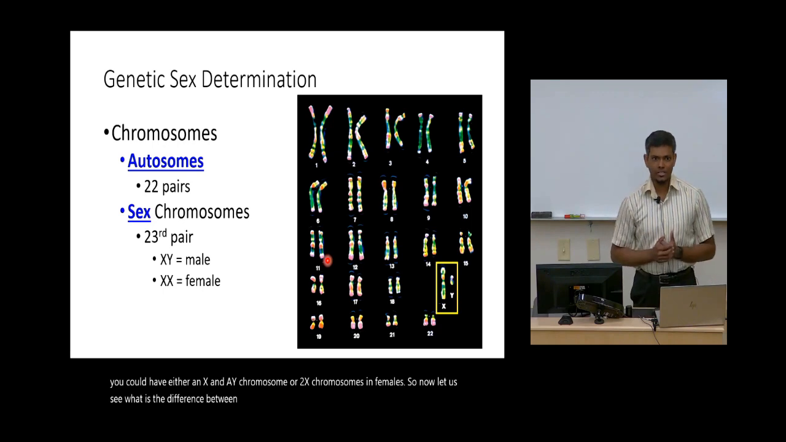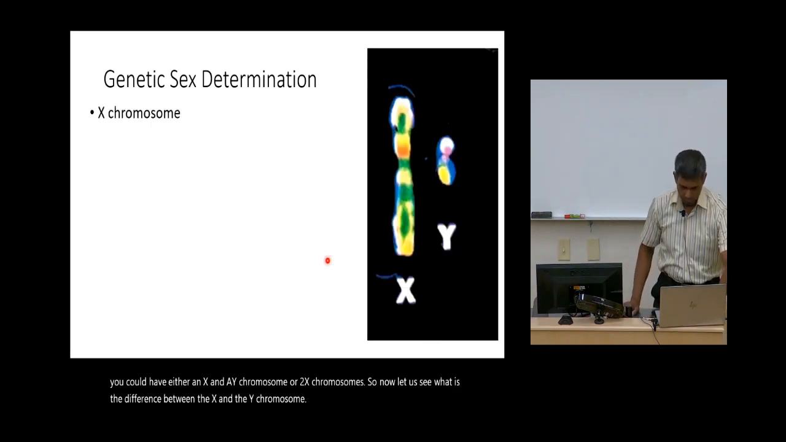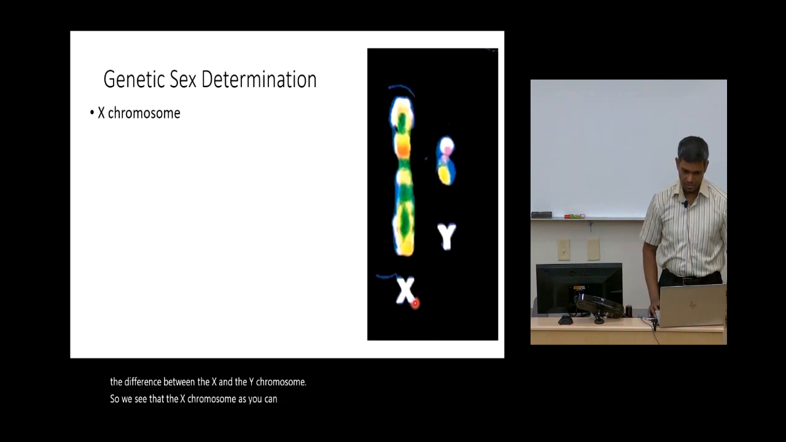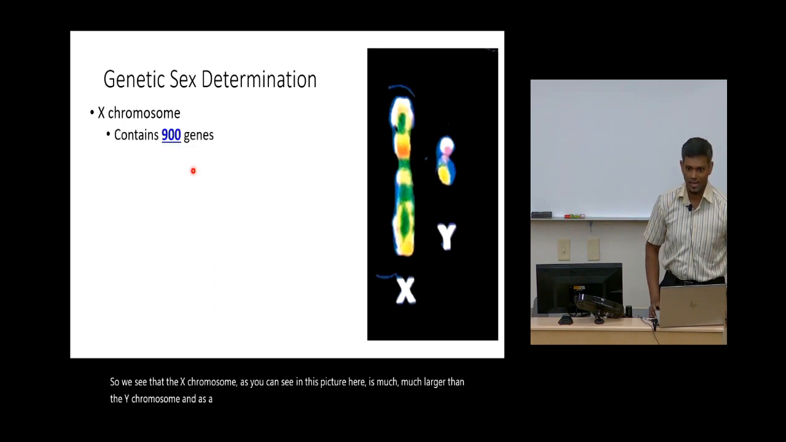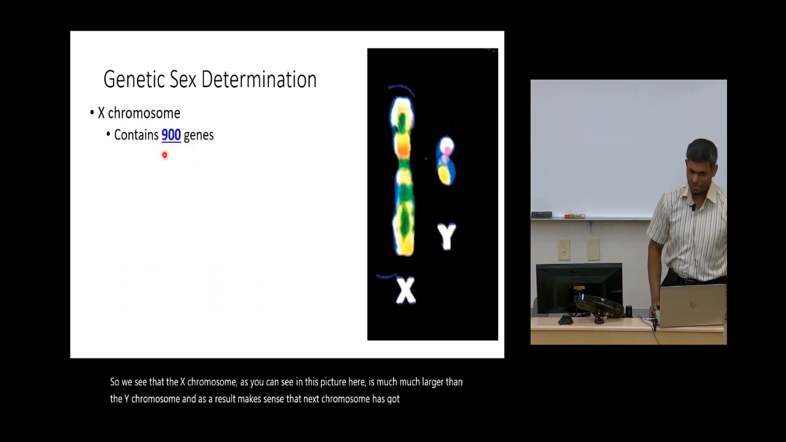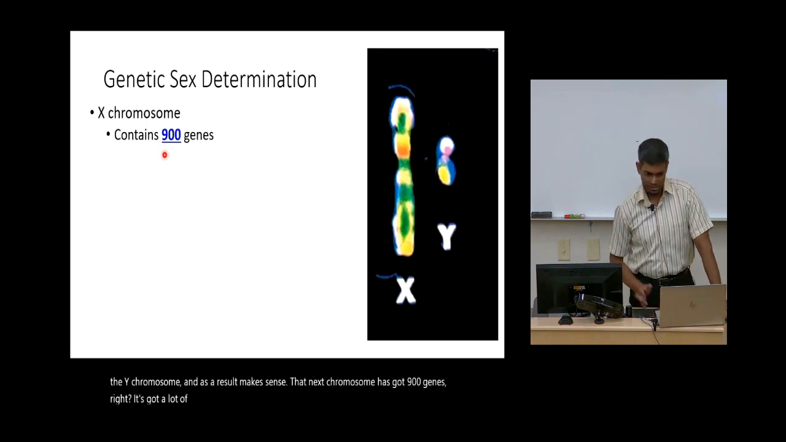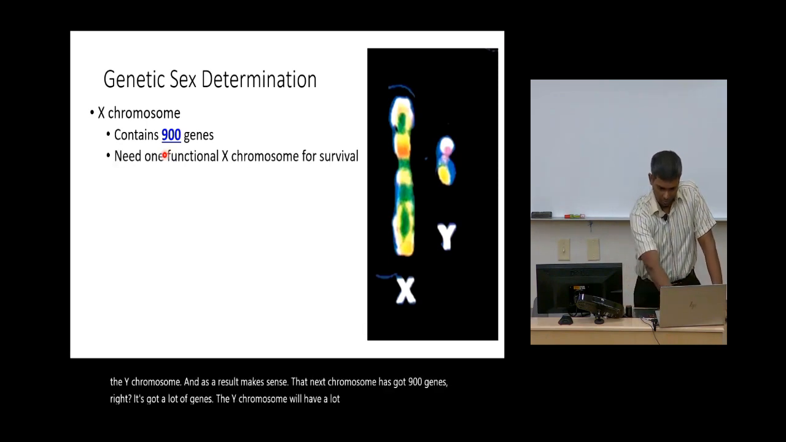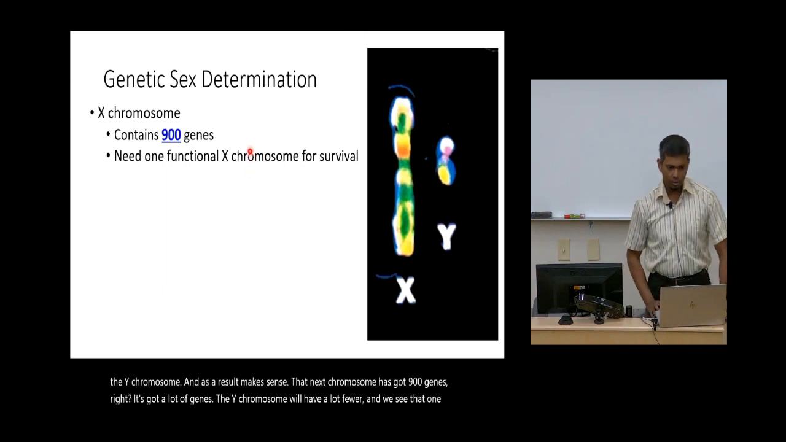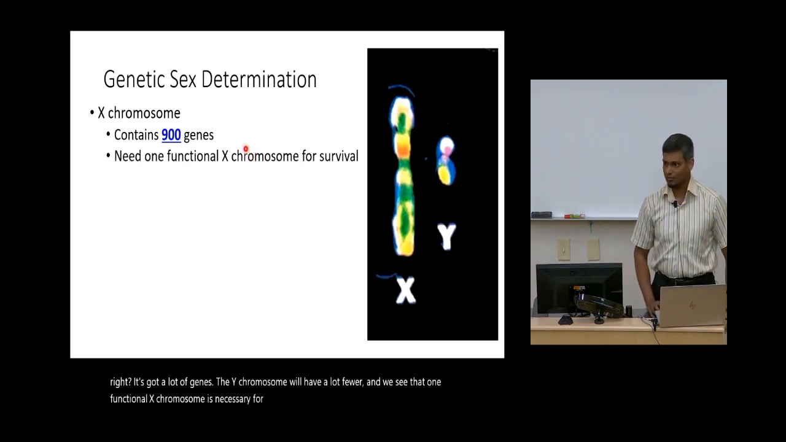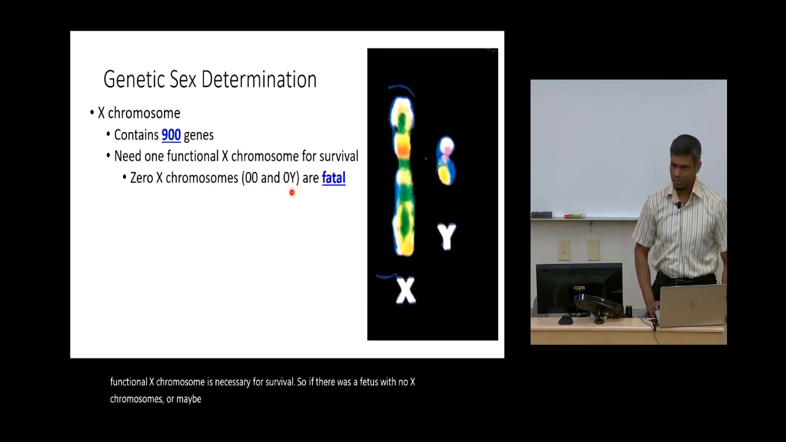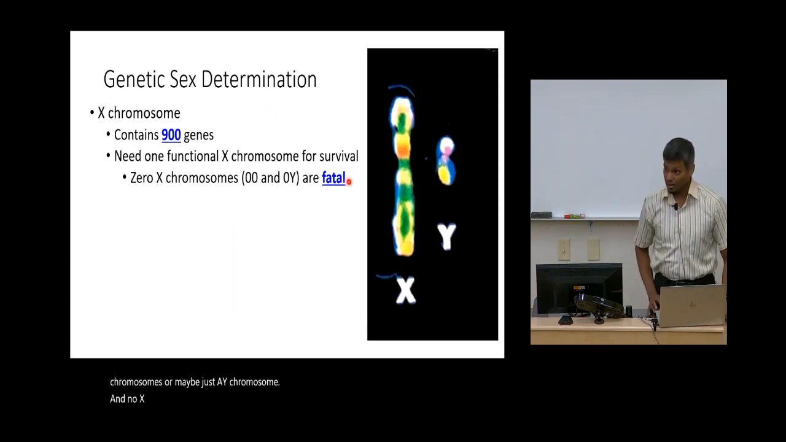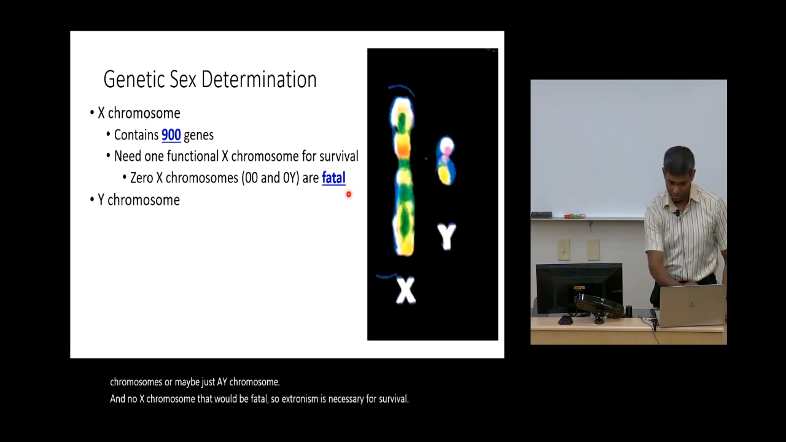Now let's see what is the difference between the X and the Y chromosome. We see that the X chromosome, as you can see in this picture here, is much larger than the Y chromosome, and as a result it makes sense that the X chromosome has got 900 genes. It's got a lot of genes. The Y chromosome will have a lot fewer. And we see that one functional X chromosome is necessary for survival. If there was a fetus with no X chromosomes, or maybe just a Y chromosome and no X chromosome, that would be fatal.